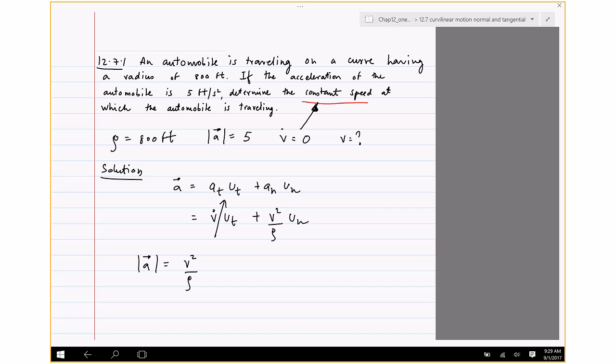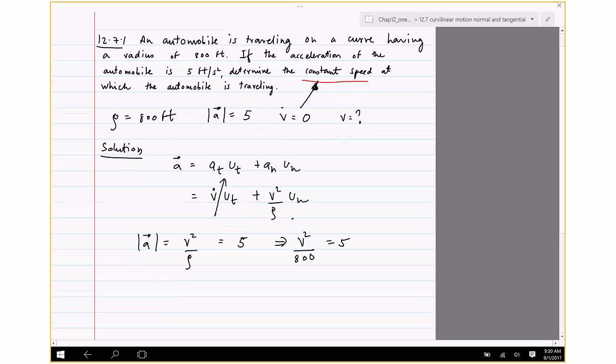So this is equal to 5, but v is unknown, so we write v squared divided by rho, which is 800, equals 5. So v squared equals 800 times 5, which is 4,000. And v is the square root of 4,000, which is 63.24 feet per second.